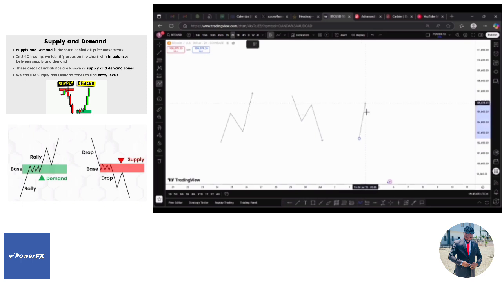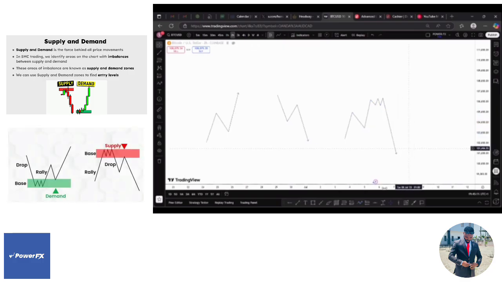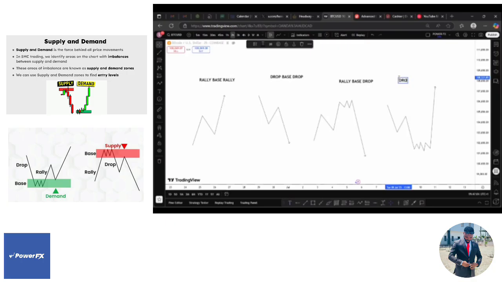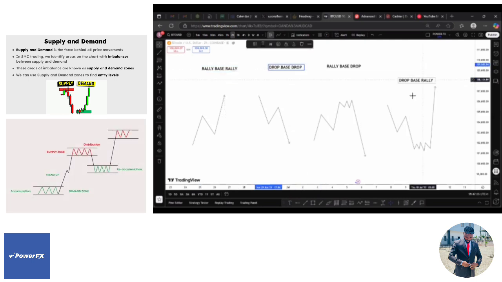We have the rally-base-drop, and we also have the drop-base-rally. So these are the 4 types of supply and demand we have in the market, the 4 most effective supply and demand in the market.